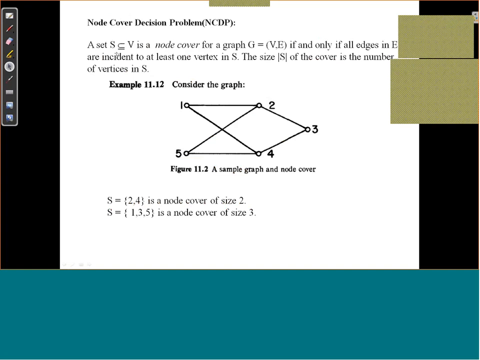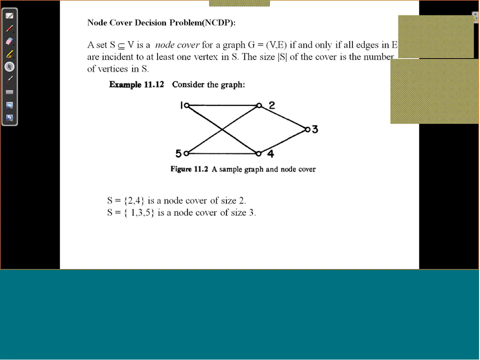A set S, a subset of the set of vertices, is a node cover for the given graph if and only if all the edges in E are incident to at least one vertex in the set S. So I am again repeating. And the cover size is the number of vertices in the set S.